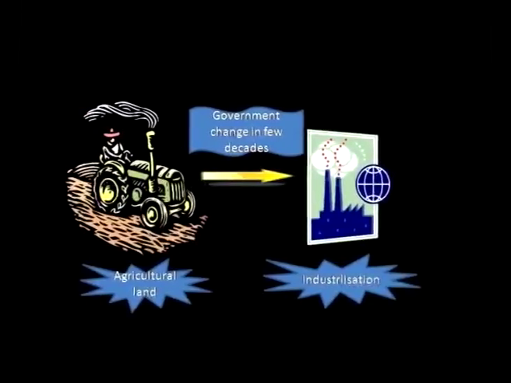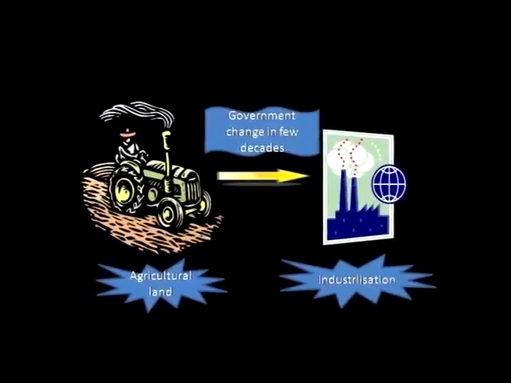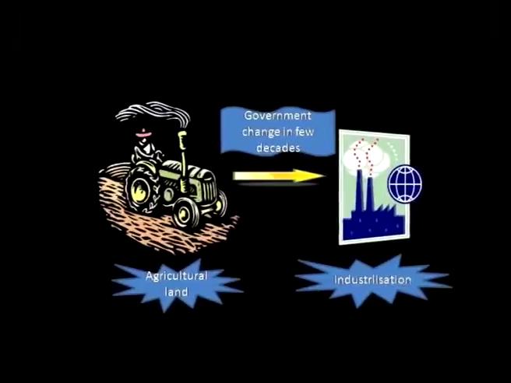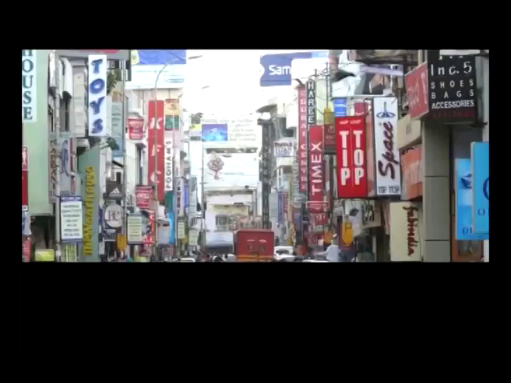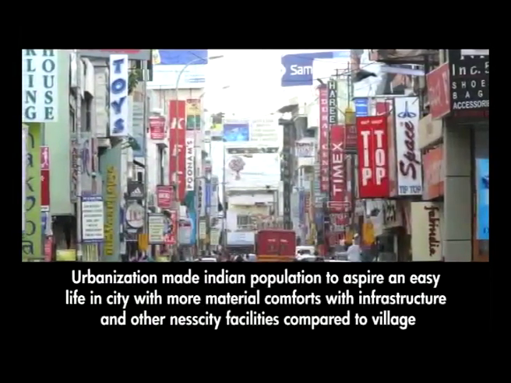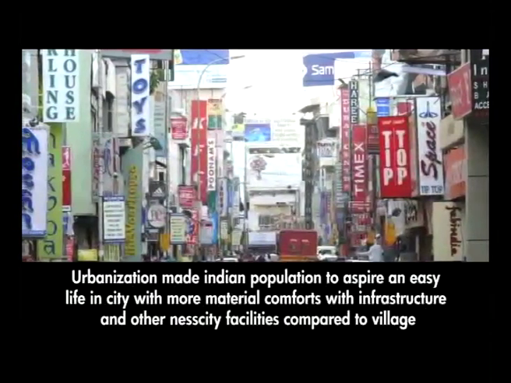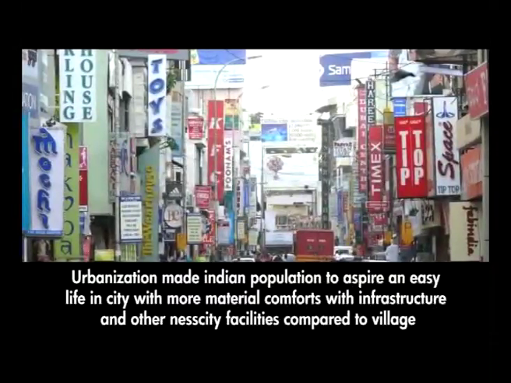Although India has traditionally been an agricultural country, for the past few decades the development route followed by the Indian government is to encourage industrialization and the urban way of life. It has also become the desire of the majority of the Indian population to aspire for an easy life in the city with more material comforts, rather than to choose to live in the villages where the infrastructure as well as access to education and healthcare is minimal.